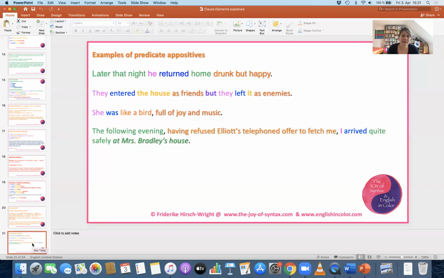I'll read the sentence and then I'll unpack it for you. The following evening, having refused Elliot's telephone offer to fetch me, I arrived quite safely at Mrs. Bradley's house.